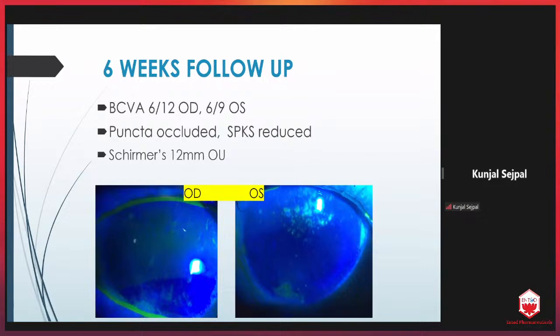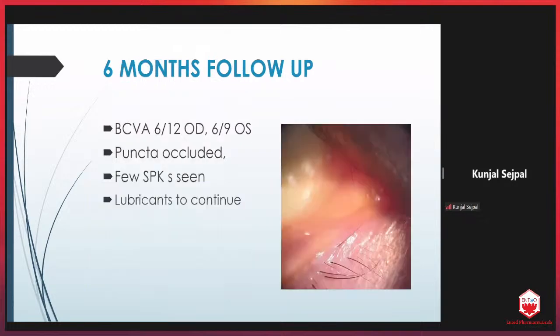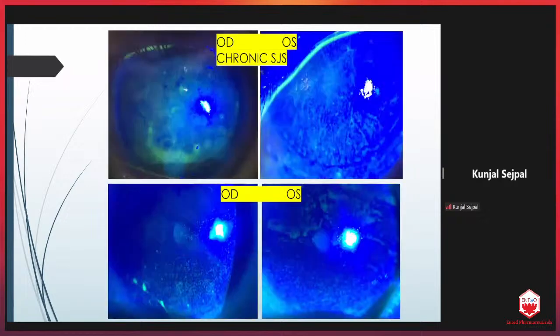You may not see such a dramatic improvement in all cases, but what you can definitely expect is that the surface will get better, the patient will become very comfortable, the drops will reduce, and over time, the Schirmer's will improve. So she was doing well even at 6 months follow-up and continues to do so over several years of follow-up. This is another patient with chronic Stevens-Johnson syndrome who also improved very well.